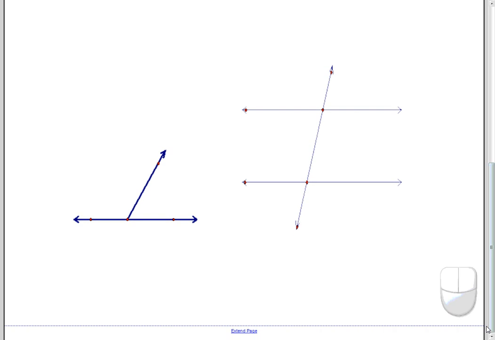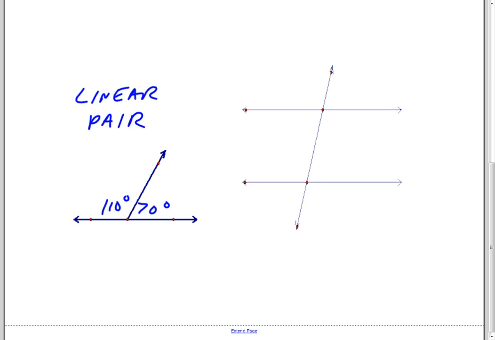Don't forget everything you've learned up until this point. If I have something like this, what do we call this? Very good. Linear pair. What's the first part of the word linear? Line. I still have people writing down linear pair as a justification, but then they set up an equation where things are equal. This adds up to 180. A line is 180.